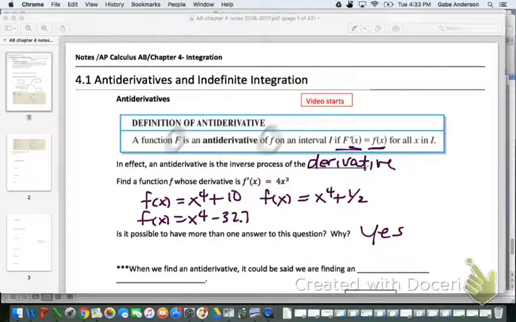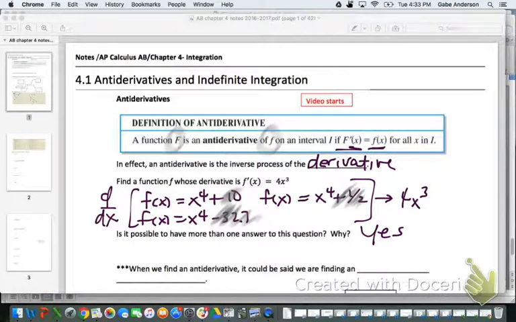The reason why is because if you did the derivative, d/dx, of any of these, please notice that all these numbers added on the end, the 10, the minus 32.7, the 1/2, they're all constants. And if I do the derivative of a constant, I get 0. In each case, I had that x to the fourth there, so the derivative of all of those would simply be 4x to the third plus 0.